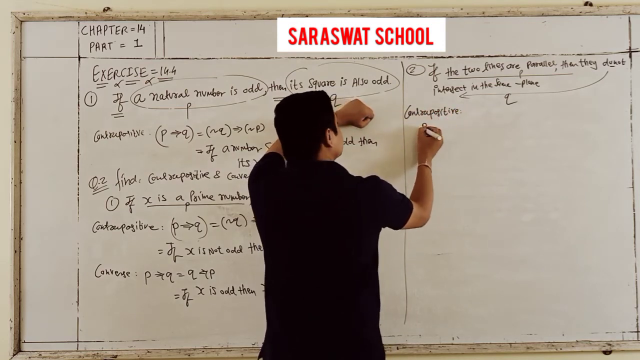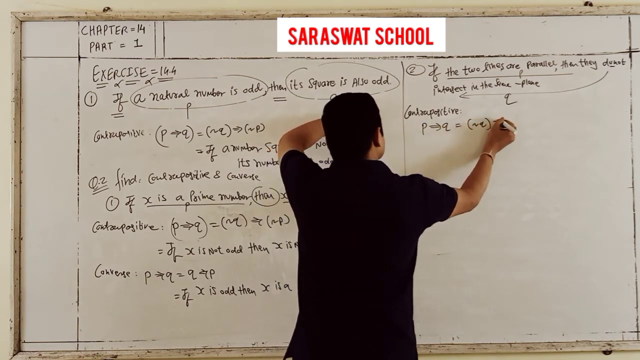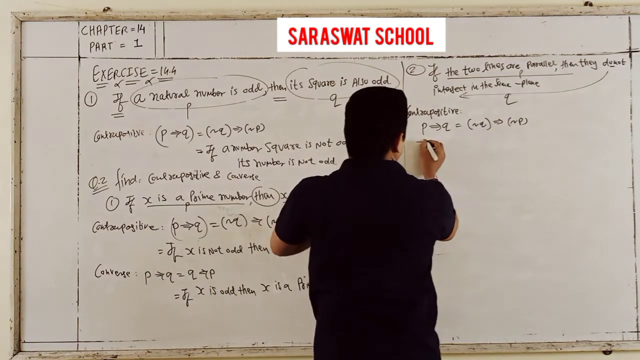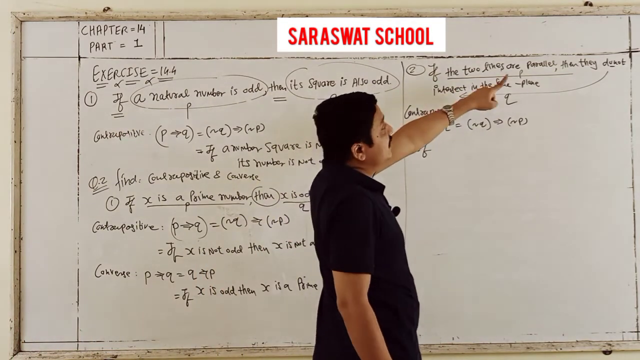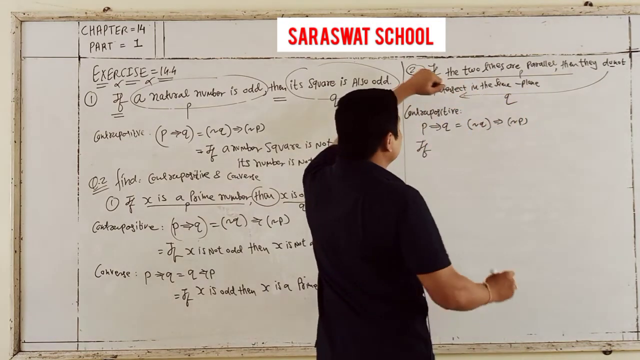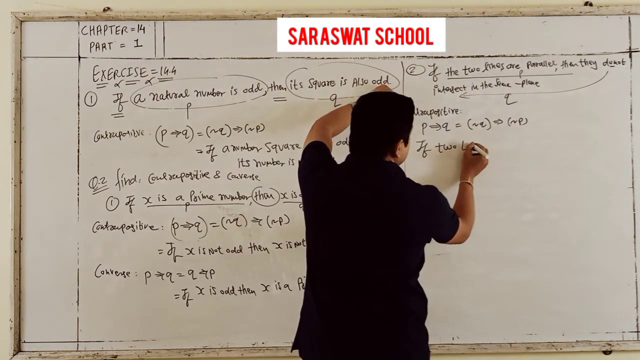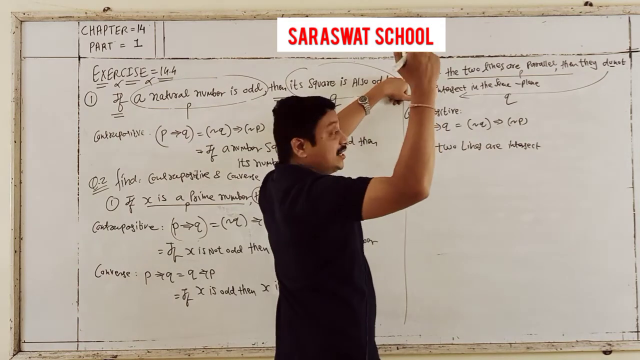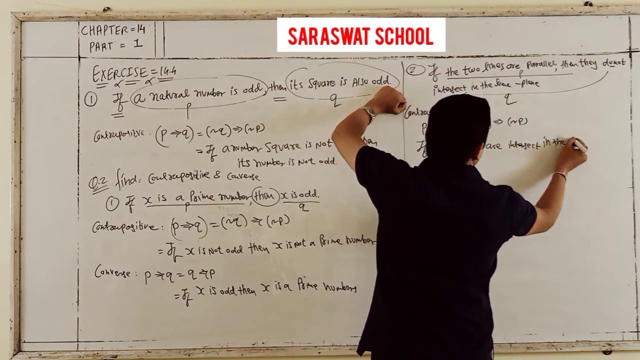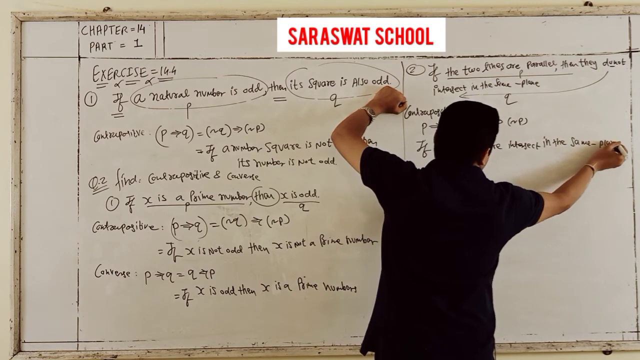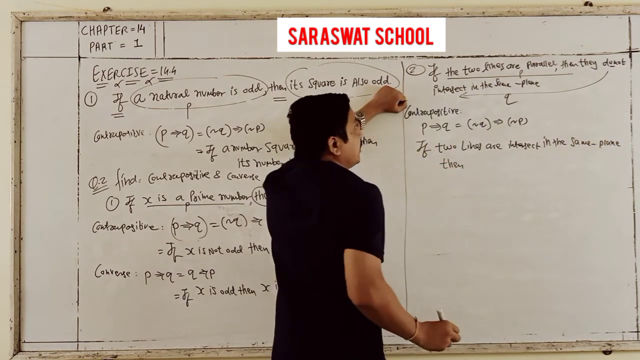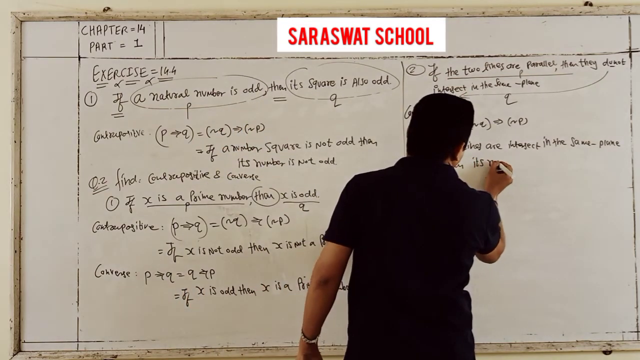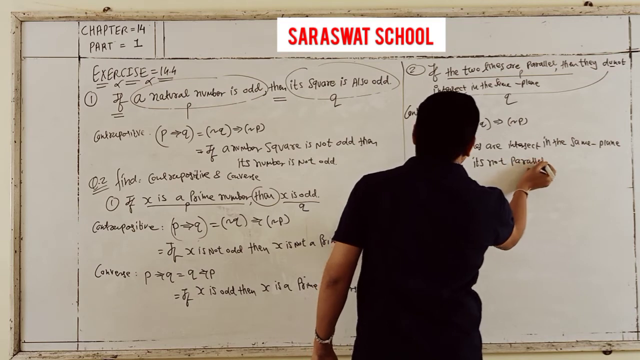Contrapositive means negations: P implication Q is equivalent to negation Q implies negation P. So here I write down, if these negations, if they do not intersect in the same plane, then are they parallel? No, it's not parallel. Then it's not parallel. And the converse.